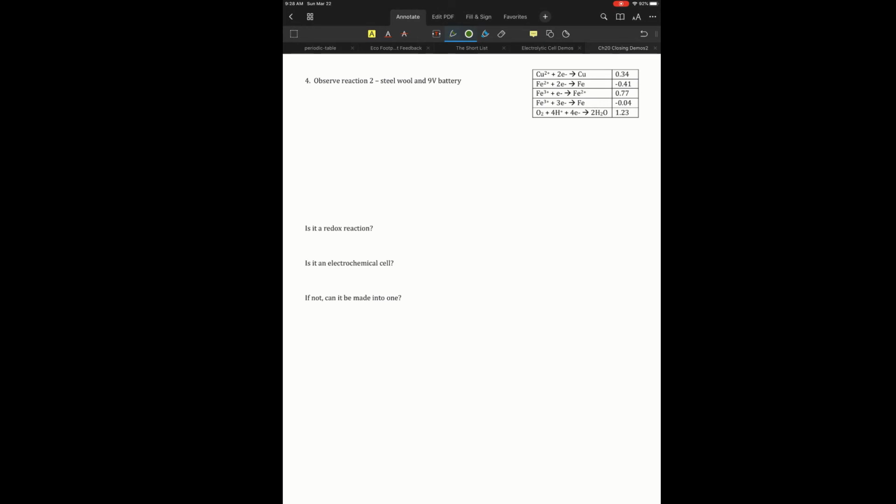So when we touch the battery to the steel wool, first of all, is it a redox reaction? I think clearly the answer to that is yes. So we have our steel wool, and our electrodes, and we would touch our battery to it, and we get the reaction to occur.